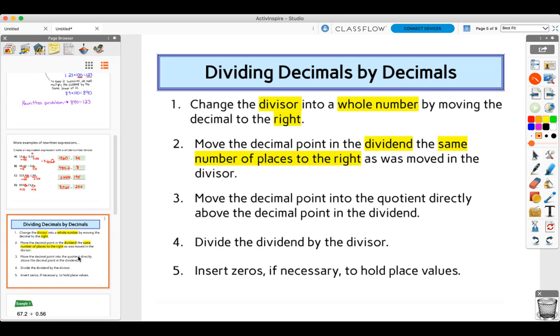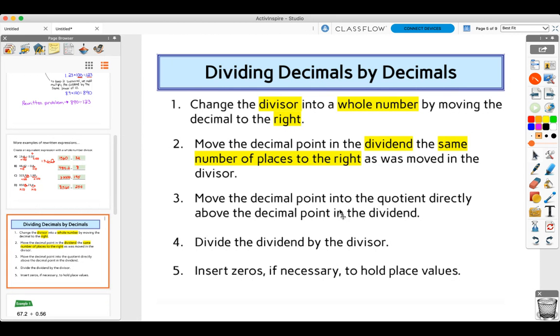Now let's look at the rules for dividing decimals by decimals. Just like we discussed in the last several slides, you have to change a divisor into a whole number by moving the decimal to the right. Now balance the other number by moving the dividend the same number of places to the right as we moved the divisor.